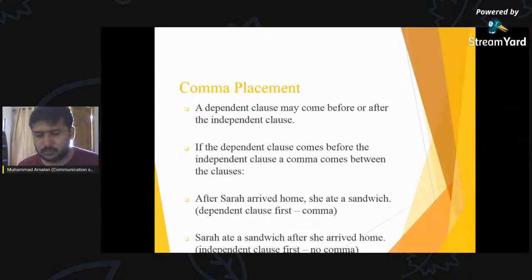However, you can also find that the comma placement depends on the sentence placement. For example, if the dependent clause comes before the independent clause, a comma comes between the clauses. But if it comes after the independent clause, then there is no need for it. For example, after Sarah arrived home, she ate a sandwich. The dependent clause comes first and then the independent. But if the independent clause comes first, like Sarah ate a sandwich after she arrived, there is no comma. You got that?